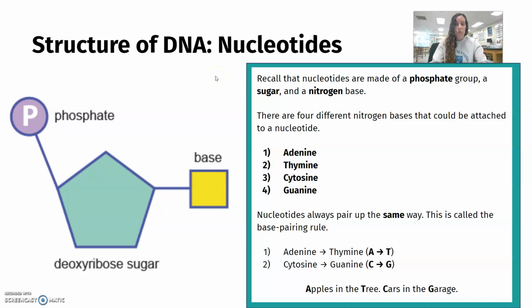So, just going back real quick over nucleotides, recall that they are made up of a phosphate group right here, a sugar right here, and a nitrogenous base. We could say a base, a nitrogenous base, a nitrogen base. All three of those things mean the same thing. There are, however, 4 types of nitrogen bases. They are adenine, thymine, cytosine, and guanine.